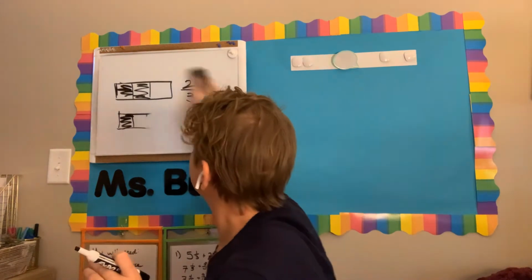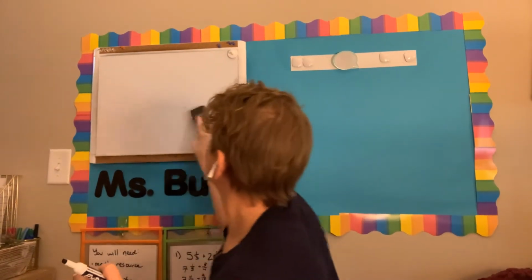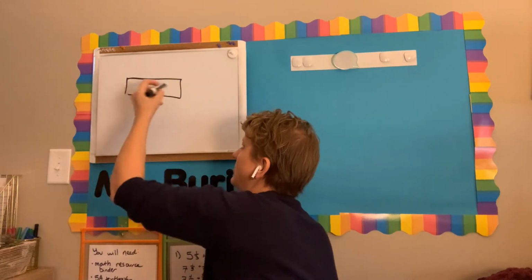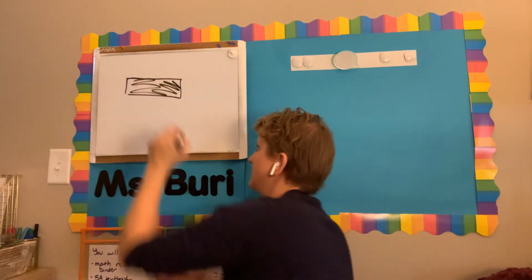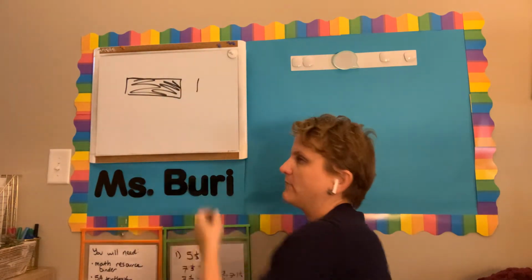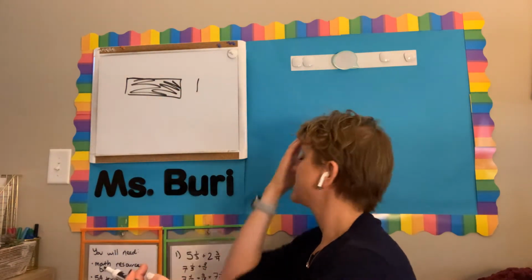So whole numbers, when we're looking at whole numbers, if I have a whole and I shade it, okay, that would be all of it, right? So we're talking about 1. We usually just call it 1. That's what we're going to do most of the time.